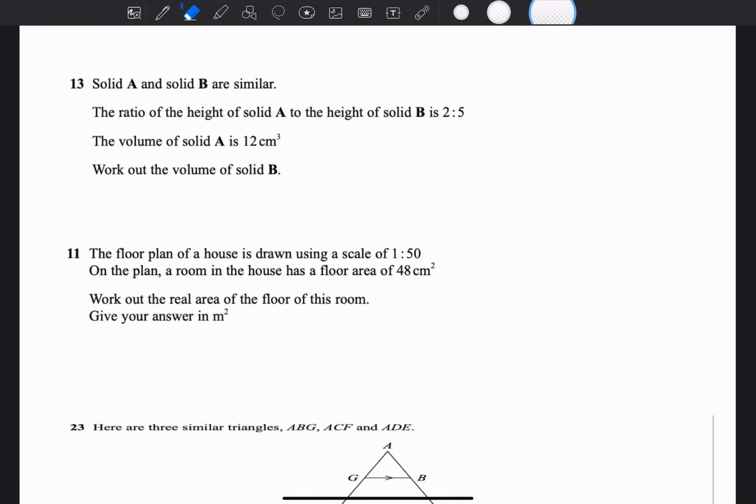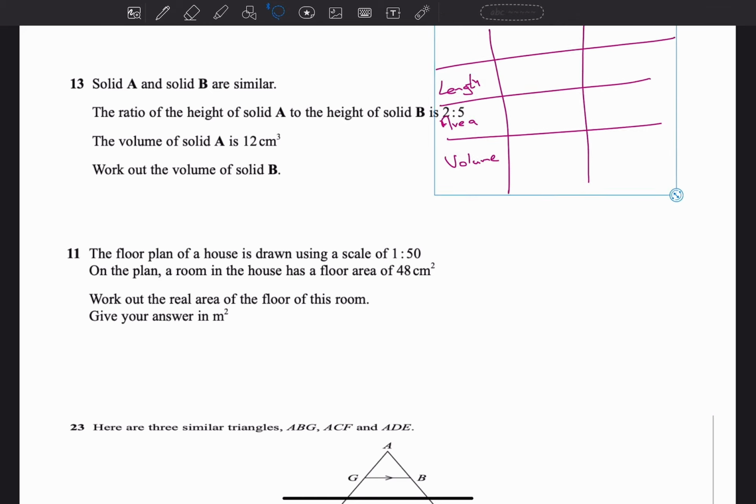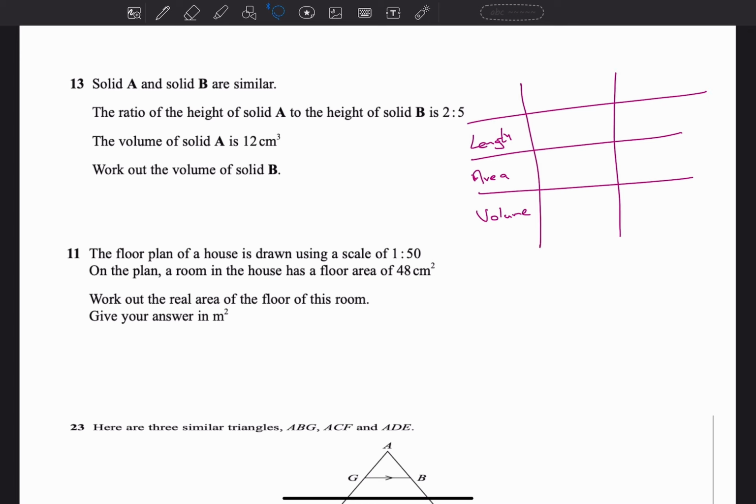This topic is similar shapes, length, area, and volume. In order to do this, I'm going to draw the table first of all. The table is going to be this. It's going to have length, area, volume always.